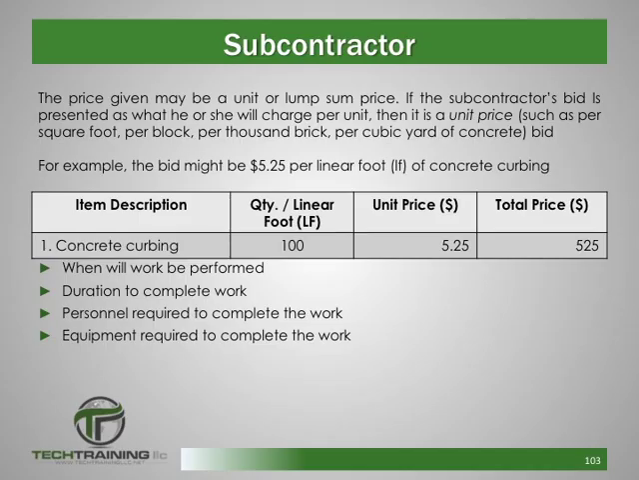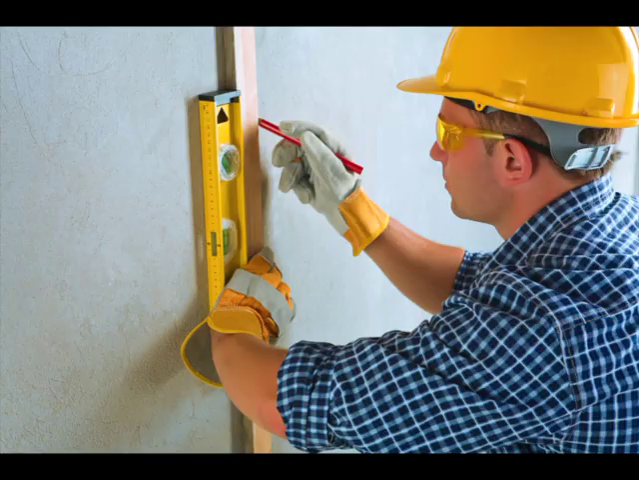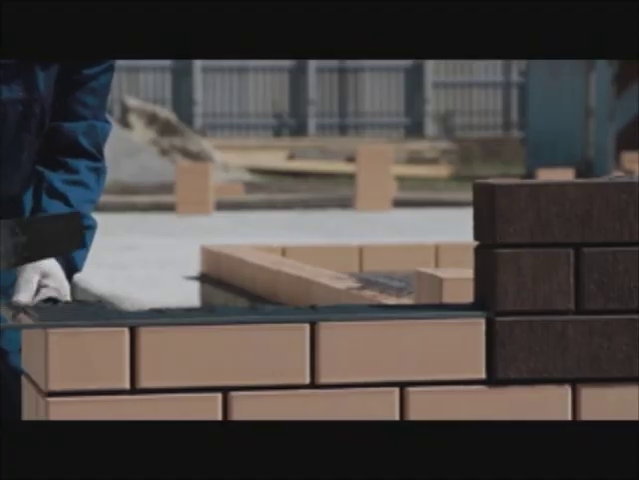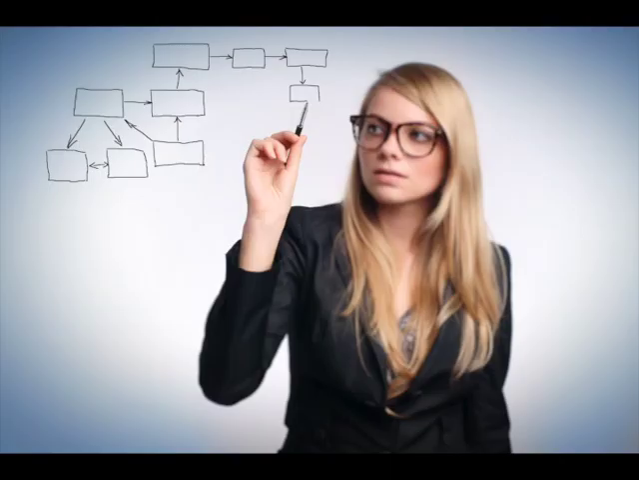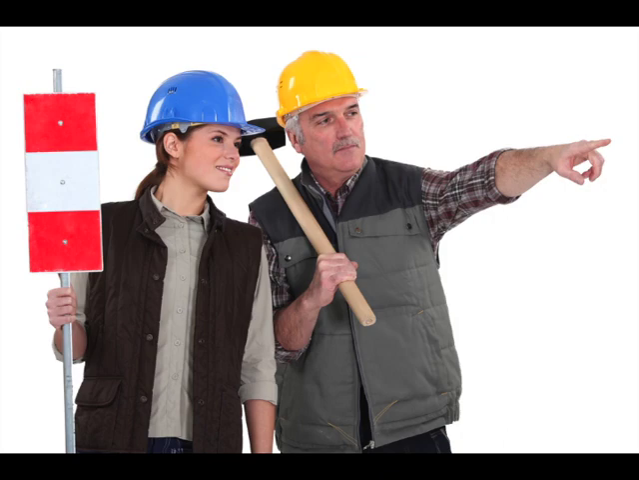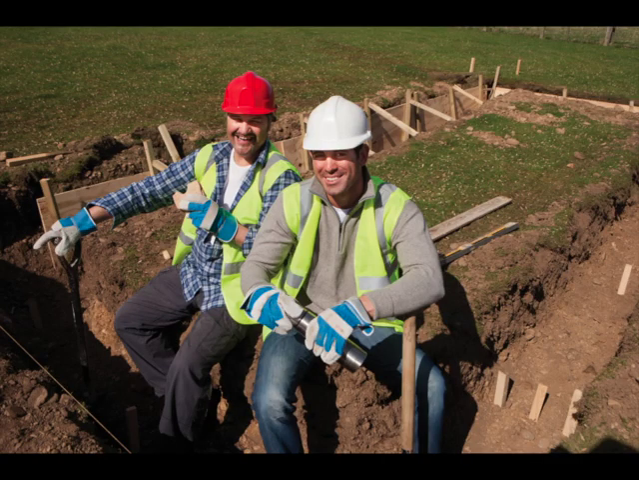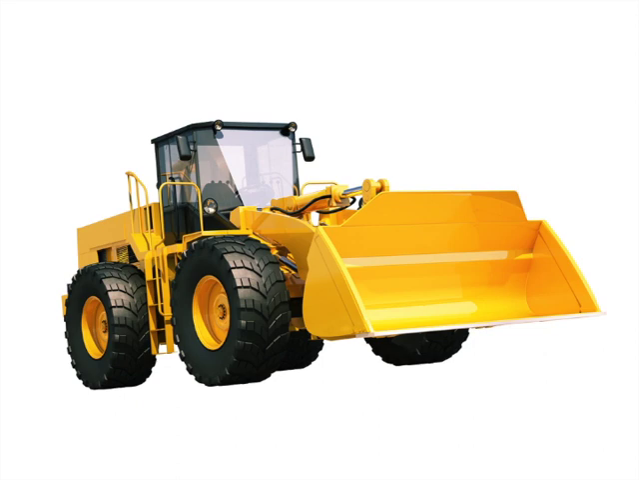Prices given by the subcontractors can be in the form of a unit price or lump sum price. If the price is presented in what will be charged per unit, then it is a unit price bid. This may be per square foot, per block, per cubic yard, and so on. However, even when presenting a unit price bid, subcontractors need to perform other calculations for the business, such as at what stage will they be needed? How long will it take to complete the work? How many workers will be required? And how much equipment will be needed?